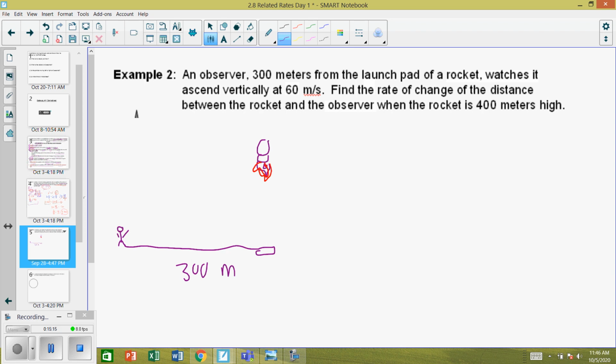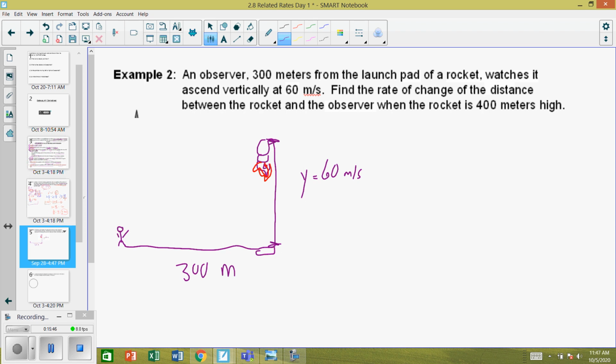Anyway, currently this rocket, let's draw that little line right here. Currently the rocket is ascending vertically, so my y value is increasing at 60 meters per second. All right, so that's something interesting. It says find the rate of change of the distance between the rocket and the observer when the rocket is 400 meters high. So there you go.